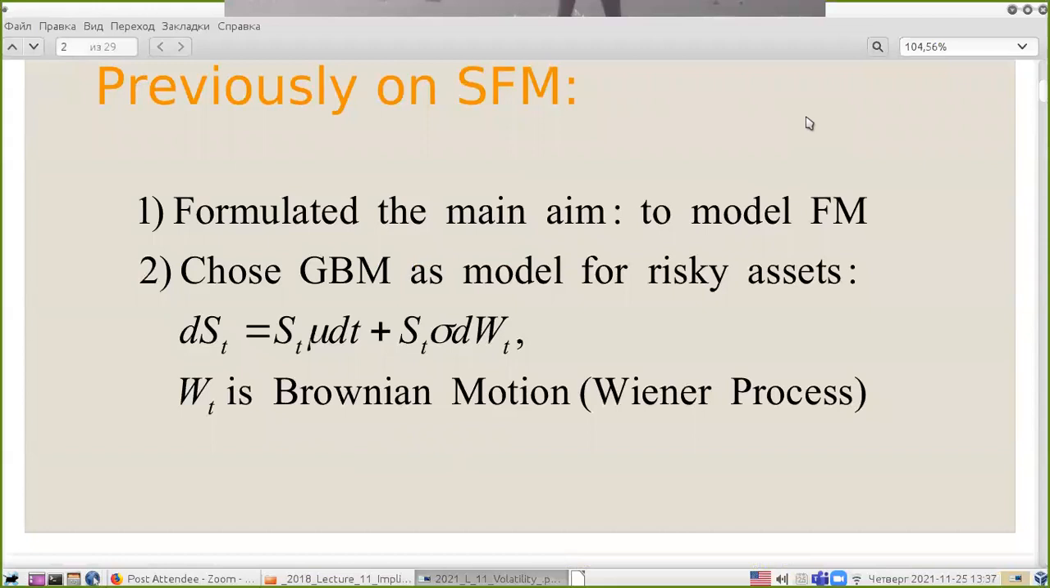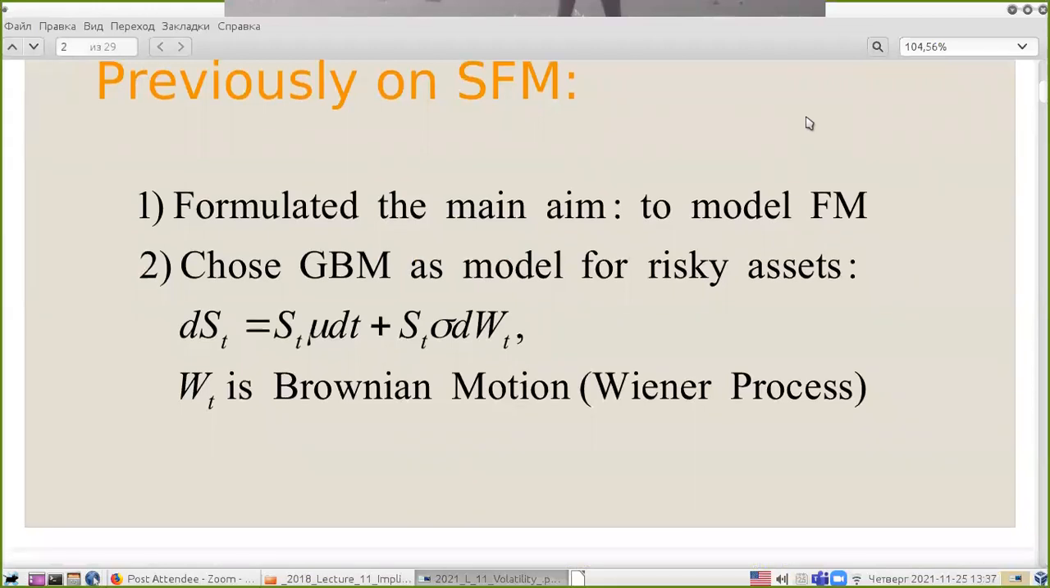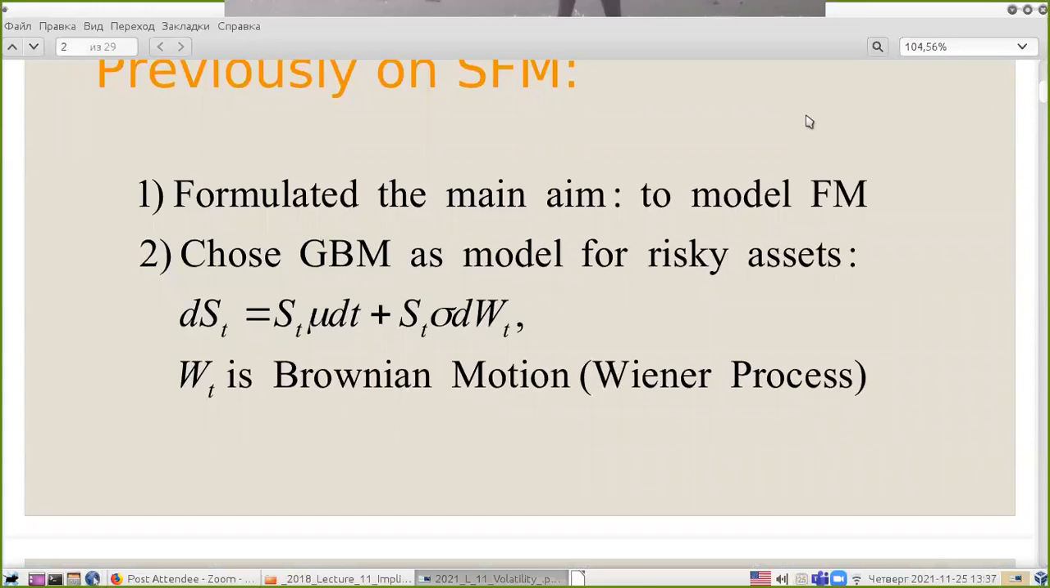But previously, in stochastic financial mathematics, maybe you remember that we formulated the main aim of our course: to model a financial market. It means that we need to model a riskless asset, and it's easy. And second, we need to choose geometric Brownian motion as a model for the risky asset. Yes, riskless and risky.